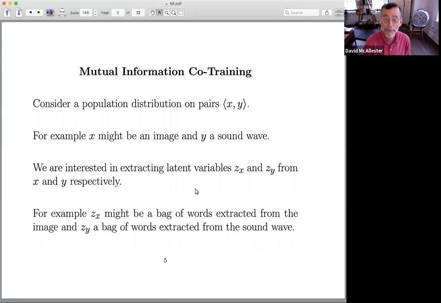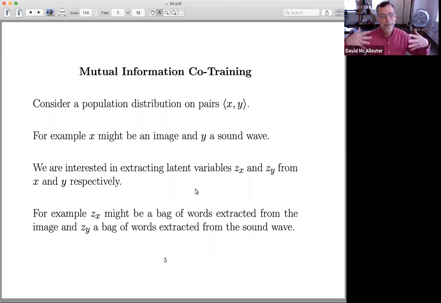We're going to consider a population distribution on pairs X, Y. I want you to think of X as the image and Y as the sound wave. These are both very high entropy, lots of bits in the picture and lots of bits in the sound wave. Your picture file is going to be big, your sound wave file is going to be big. In this abstract setting, we're interested in extracting representations of the image and representations of the sound wave, such that these two representations capture the mutual information between these two high entropy objects.